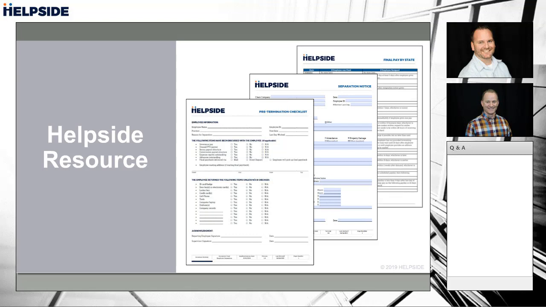There's no reason not to treat them well. Yes, absolutely. So again, walk through these steps, go through that pre-termination checklist. Again, the separation notice form, it's that middle one. Anytime any employees leave your organization for whatever reason, send that to your payroll specialist. But really, especially pay attention to the final pay by state.